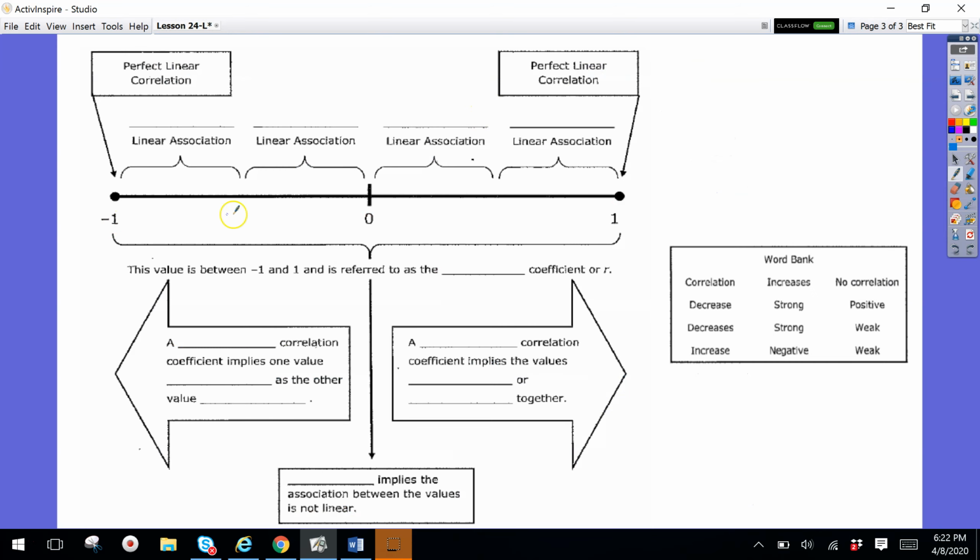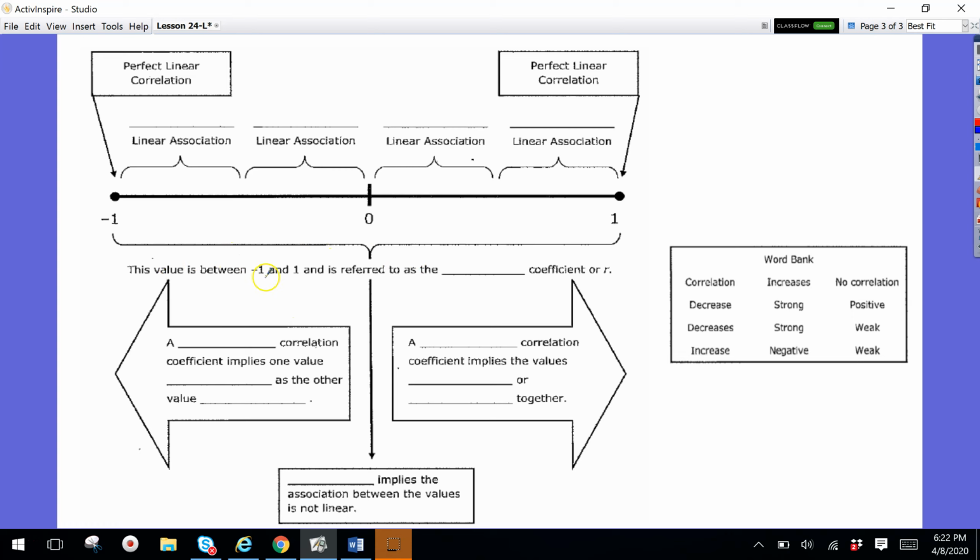This is basically the number line that describes an R value. An R value can only be from -1 to 1, so you're never going to have an R value of 2 or 3. That just doesn't exist. There is a formula for the R value. In the next class, we're going to actually be finding the R value using our calculator because the formula is pretty fancy. For right now, we just want to understand what the R value means.